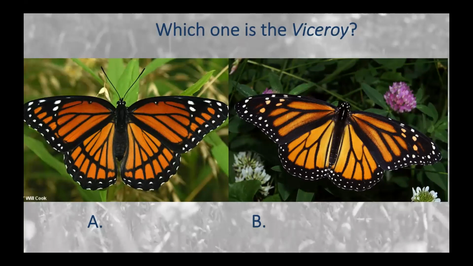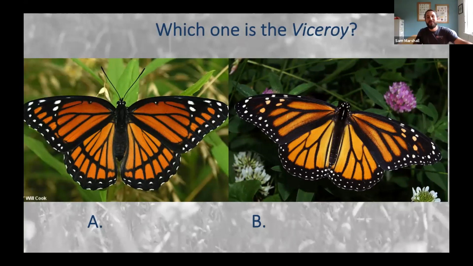Give everybody a few more seconds. You want to make a call on which one's the viceroy and which one's the monarch. I always call them viceroys. I guess is viceroy the correct? You can call it anything. Viceroy, viceroy. I don't know if there's just like with any common or scientific name, I think there's probably 5 or 6 ways to say it.